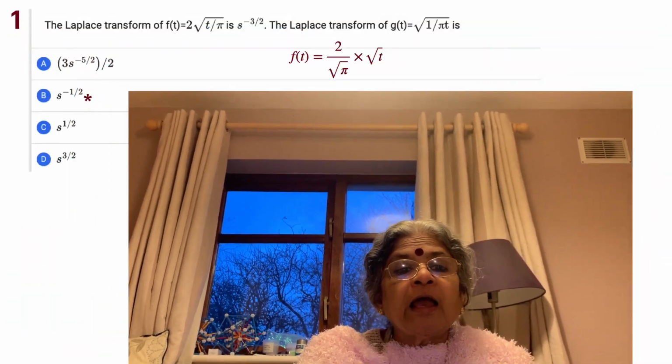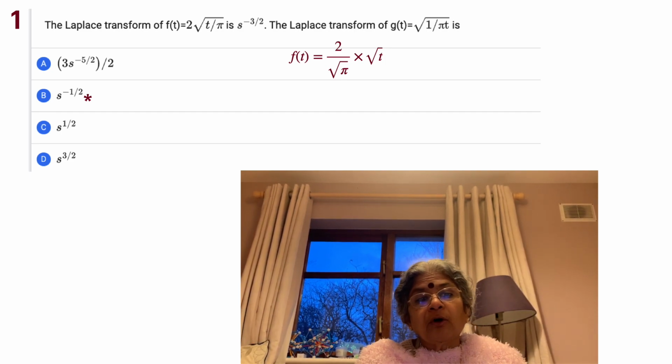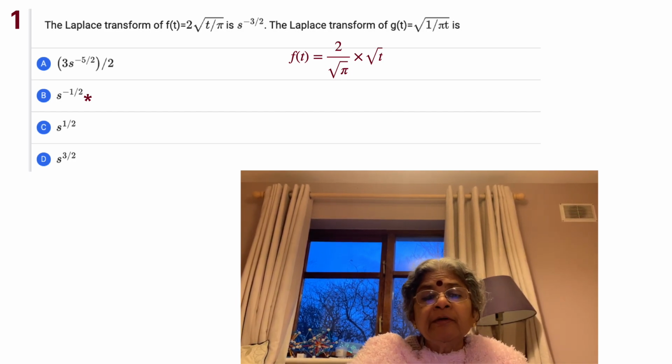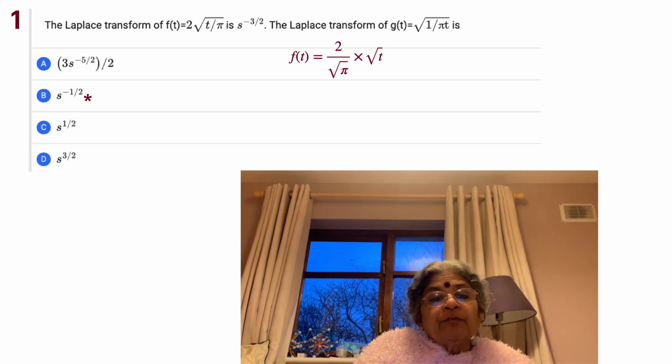In this case, we have to find the Laplace transform of f(t) = 2 square root of t by pi, which is given as equal to s raised to minus 3 by 2. And based on this knowledge that is given, we are supposed to find out the Laplace transform of g(t), which is equal to square root of 1 by pi t. Okay, so just a comparison is enough to tell us that here we are seeing the differential of f(t). First and foremost, we take out the square root of pi, so it becomes 2 by square root of pi.